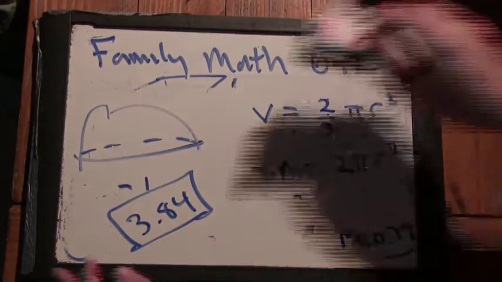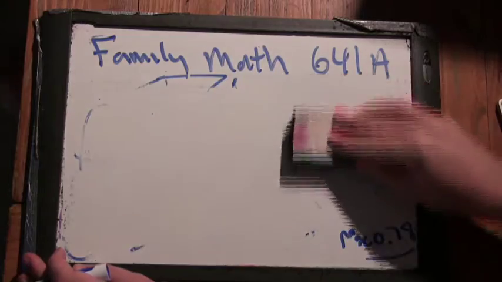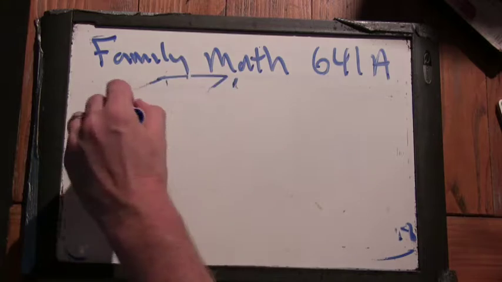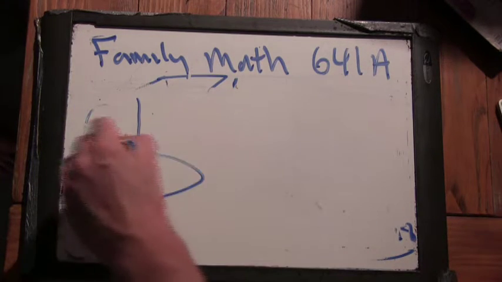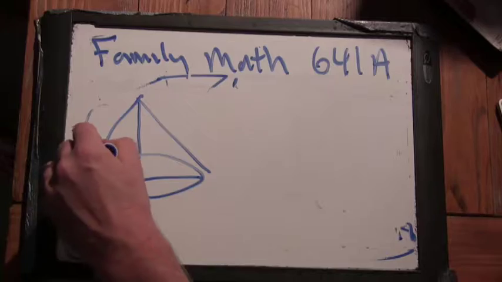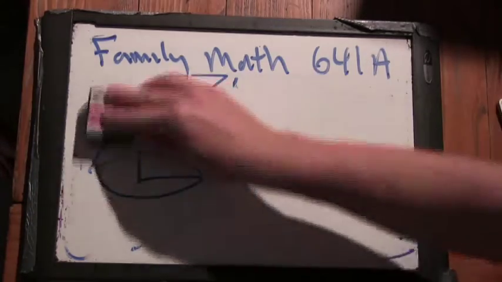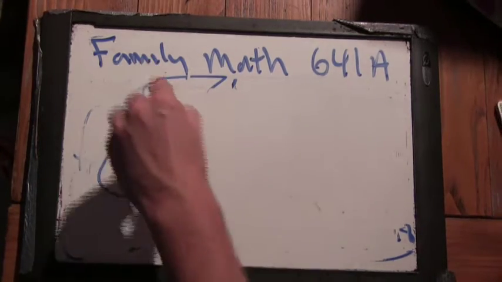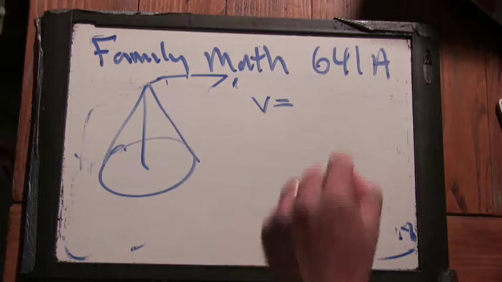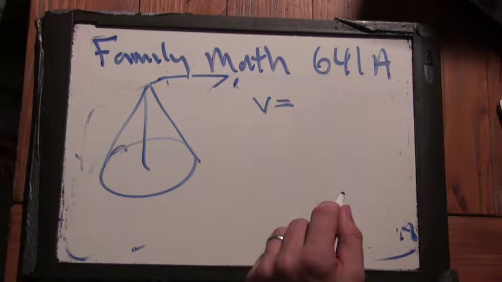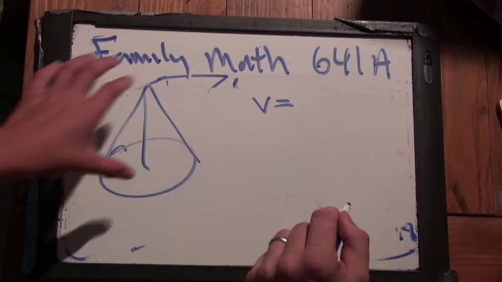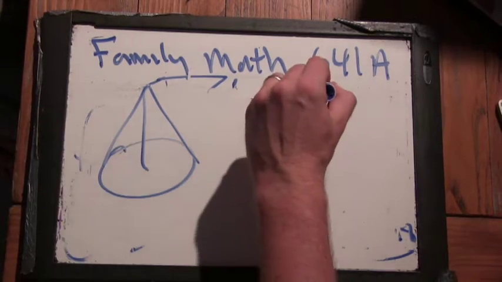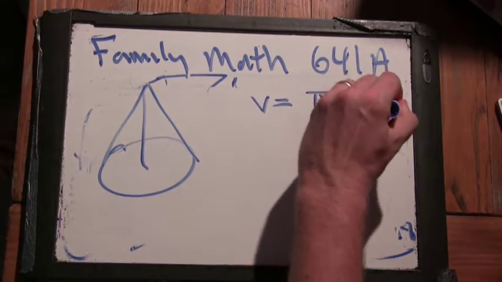Okay, so for the cone, we have a slightly different problem we have to solve here. So the volume of a cone, worst picture of a cone ever drawn. So the volume of a cone is what? It's pi r squared times the height over 3.